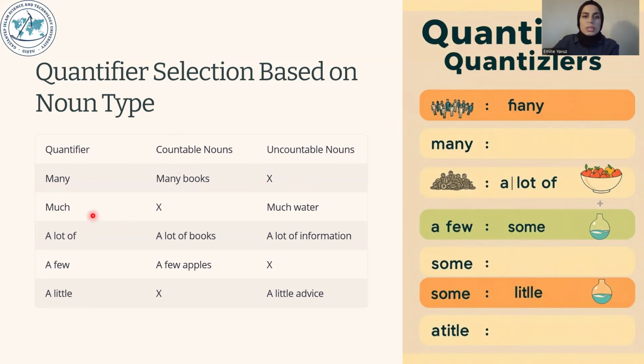We use much with uncountable nouns. We cannot use it with countable nouns. We have a lot of. We can use this with both countable and uncountable nouns. A lot of books and a lot of information.